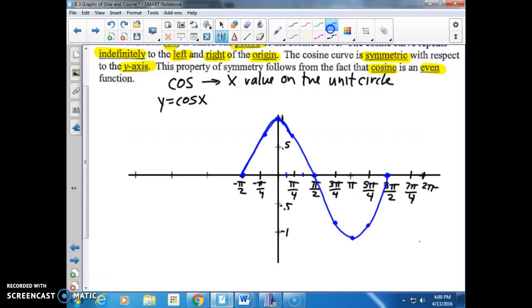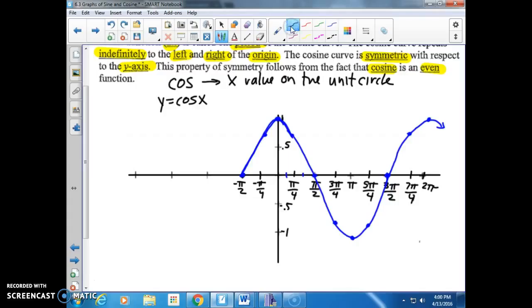So if I go over here, 7 pi over 4 would put me at the 0.7. And 2 pi puts me at positive 1. So, it's going to end up curving back down around. Okay, so we're just going to draw an arrow because we're not going to continue our graph, but it would end up coming back down and continuing.